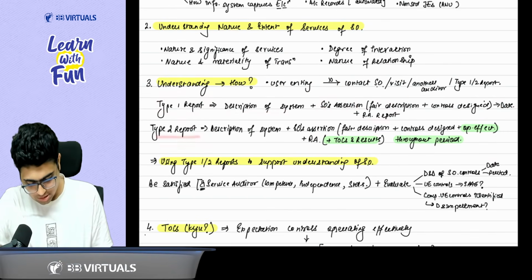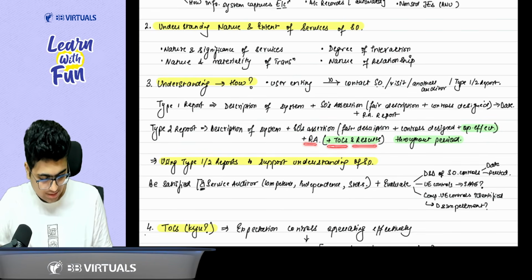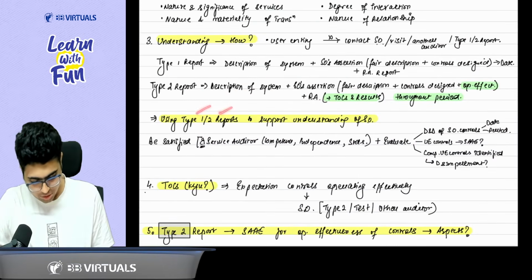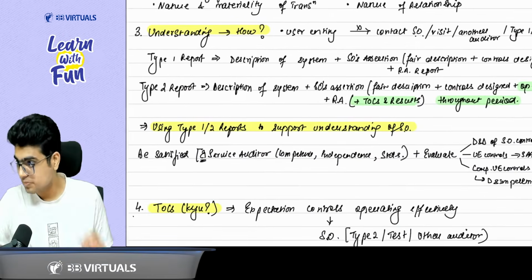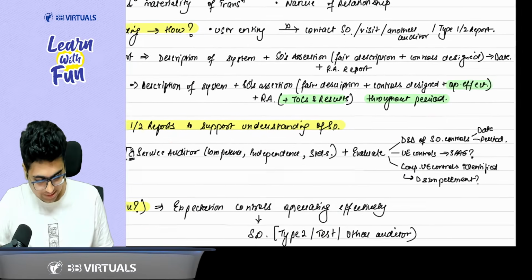Type 2 report is also similar: description of the system, SO's assertion, fair description, controls are designed, but additionally it talks about the operating effectiveness of controls, reasonable assurance plus TOC and results throughout the period. Using a type 1 or type 2 report to support the understanding of the service organization. So first of all, be satisfied that the service auditor has competence, independence and has done the work as per standards.